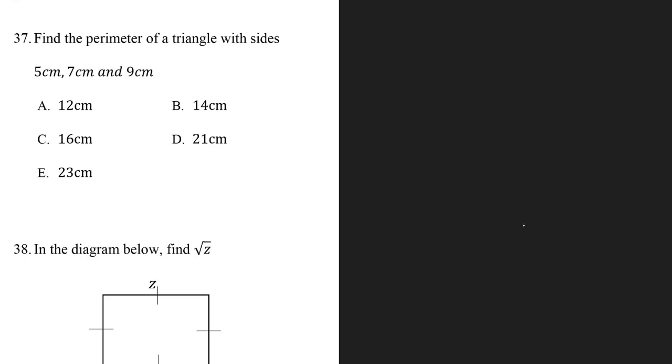Question 37 says find the perimeter of a triangle with sides 5 centimeters, 7 centimeters, and 9 centimeters. So let's assume you have a triangle, and one of the sides is 5 centimeters, the other one is 7 centimeters, and the third one is 9 centimeters. So what are we going to do?